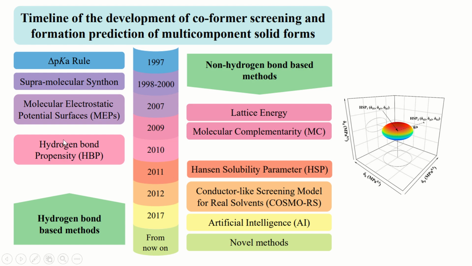Here is a timeline of the development of co-former screening and formation prediction of multi-component solid forms. Some are hydrogen bond-based methods and some are non-hydrogen bond-based methods. The hydrogen bond-based methods include hydrogen bond propensity, molecular electrostatic potentials, supramolecular synthon and delta pK rules. The non-hydrogen bond-based methods include lattice energy, molecular complementarity, Hansen solubility parameters, conductor-like screening model for real solvents (COSMO-RS), artificial intelligence, and some other novel methods.